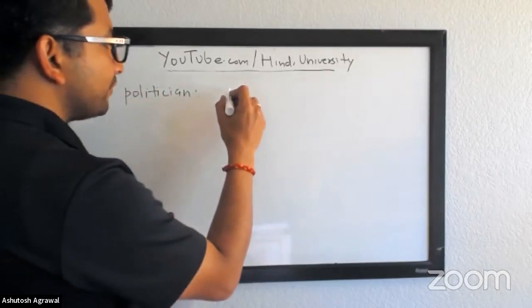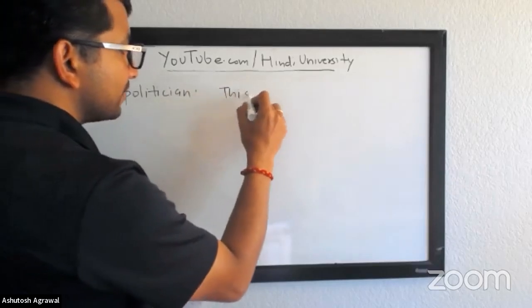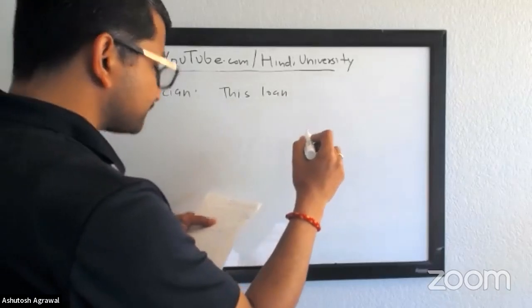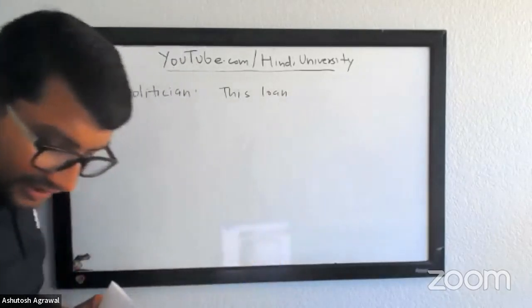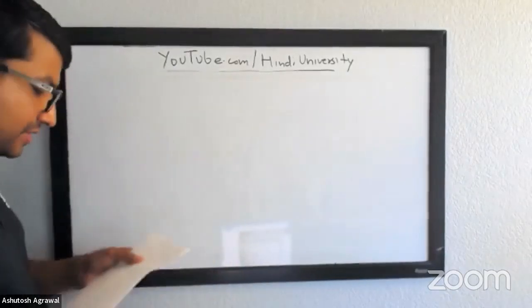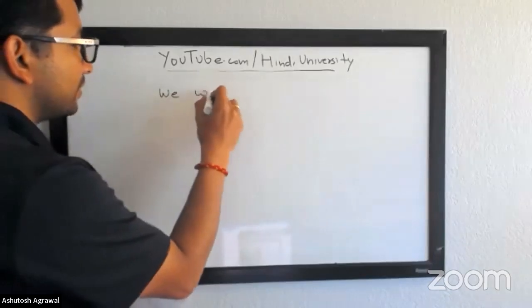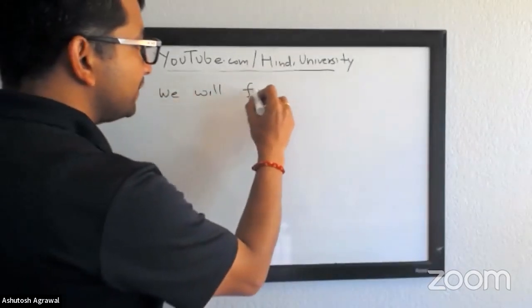This loan will be forgiven. Rather than passive voice, I'm going to write it in active voice, a politician saying it: we will forgive this loan. Passive voice we will do in the next class, okay? But let's say you have "we will."